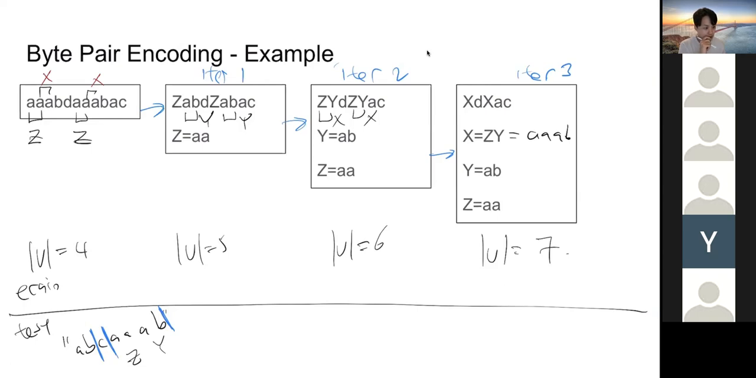So length of each token, yeah. So at the end, the AAB will be treated as one token, yeah. Well, because you introduced a new symbol.